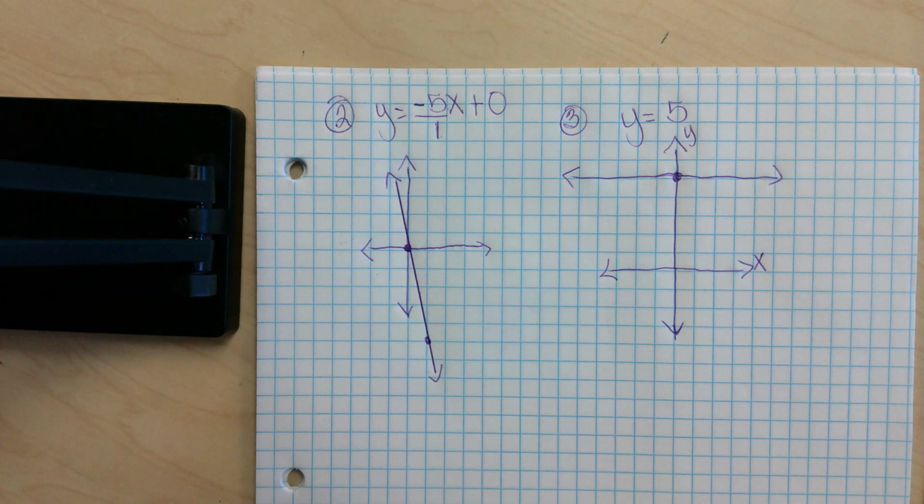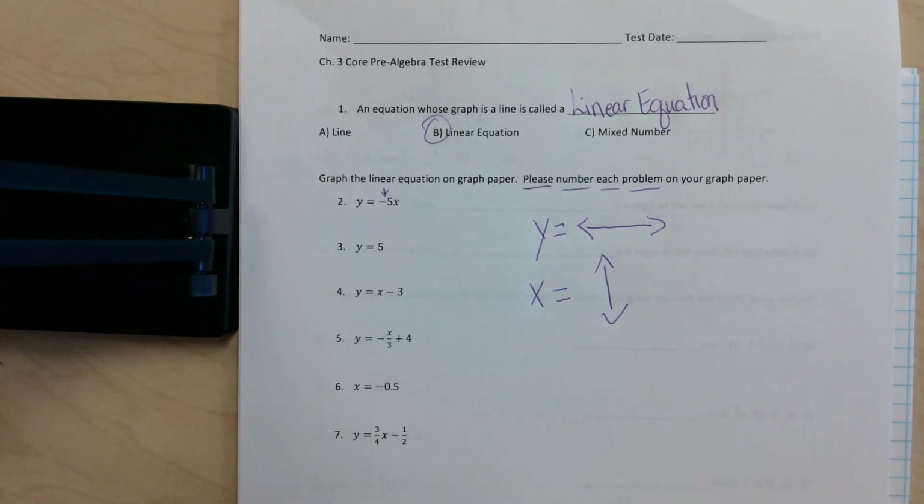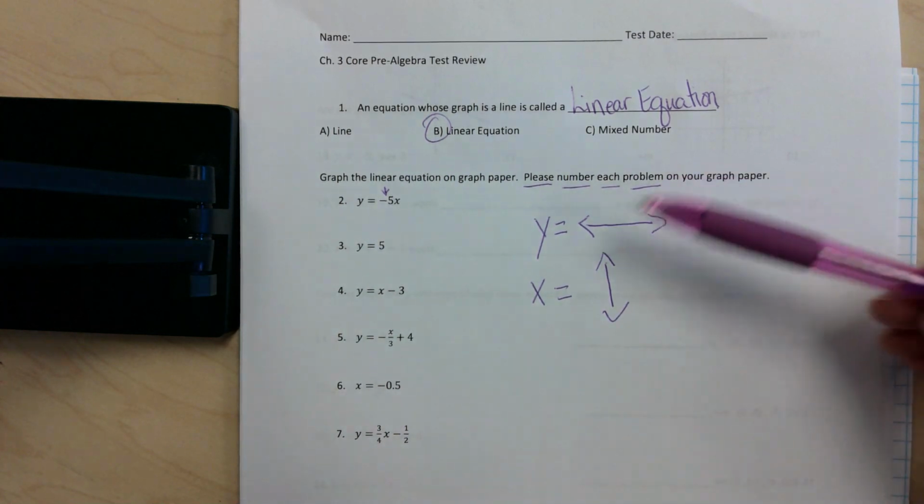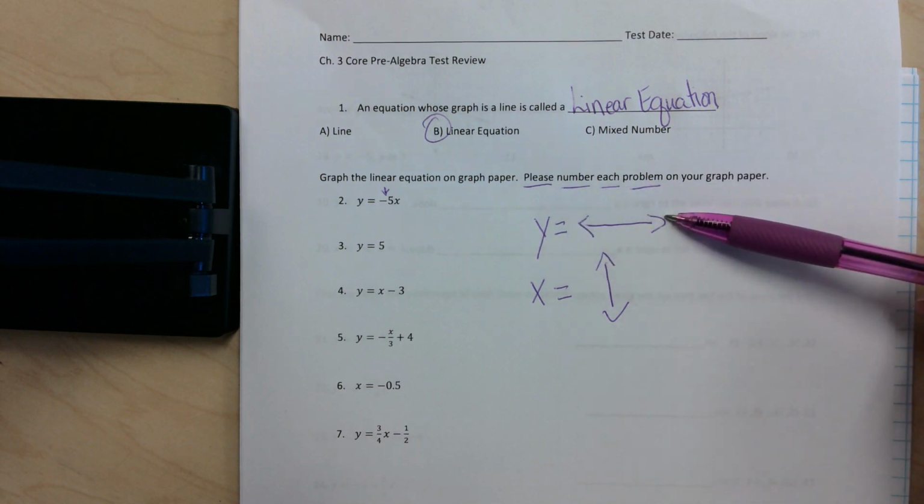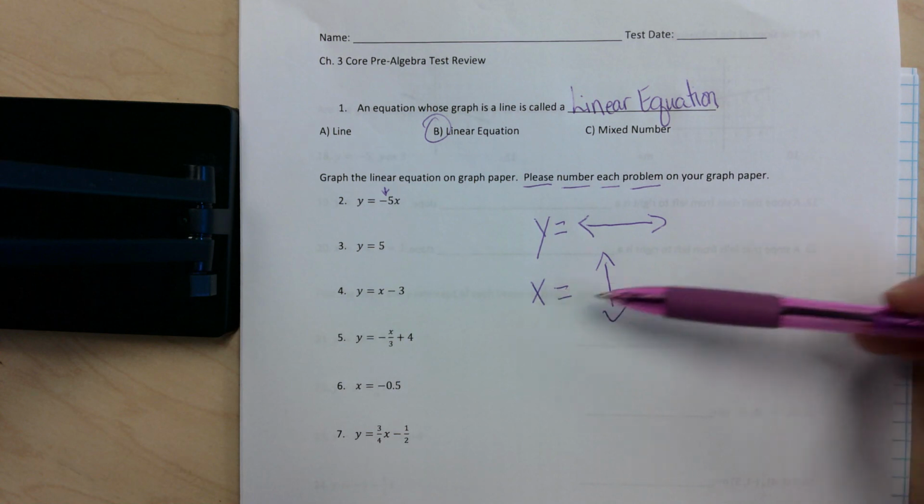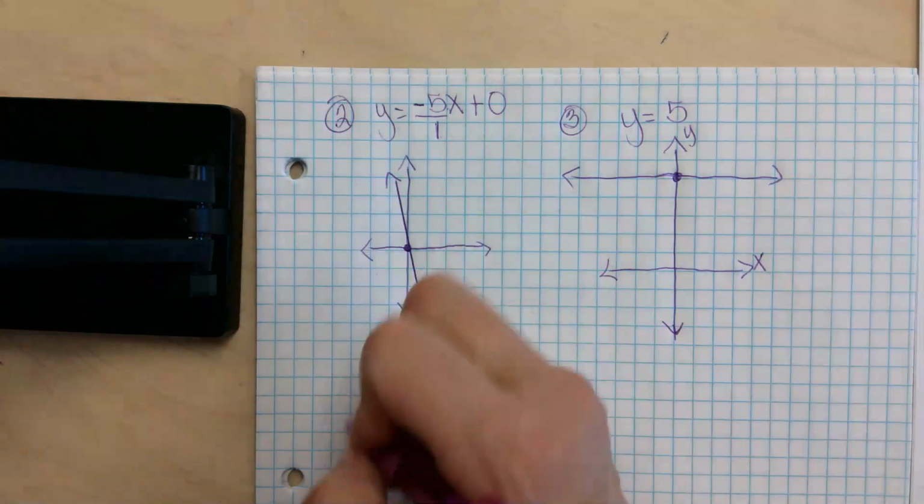Ready for number 4? Y equals is just a horizontal line. X equals is a vertical line. The way I remember that is the y-axis is up and down, but its line is left and right. The x-axis is horizontal left and right, but its line is up and down. Okay? It's opposite of the axis. Let's look at number 4.